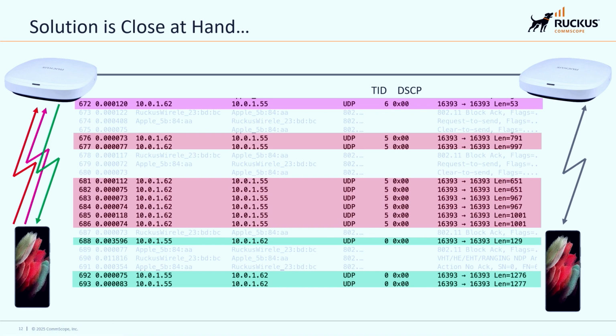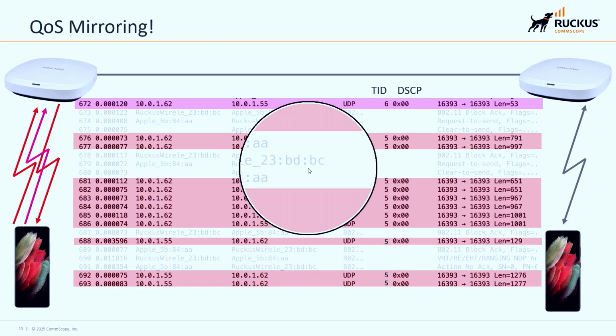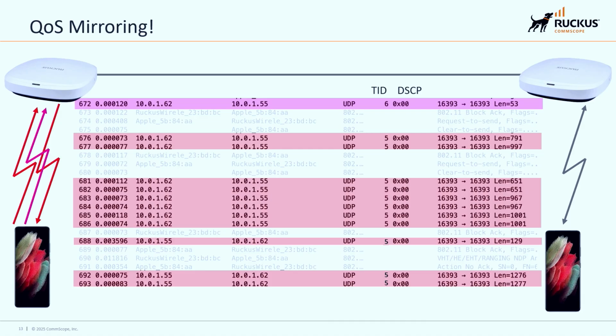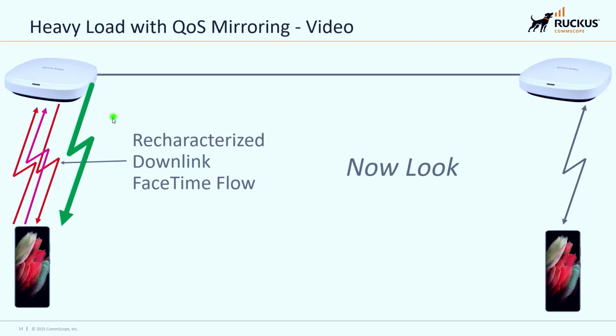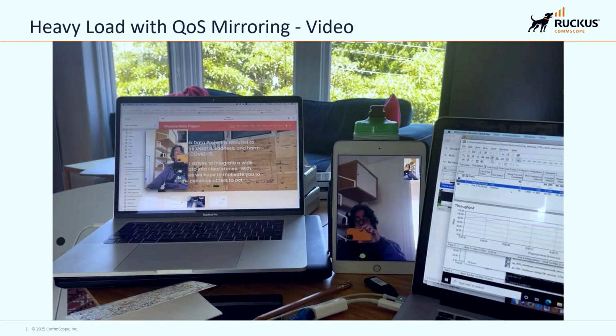Yes, let's do that. That is, the upstream is marked with video as 5. Let's put this packet in the video queue, okay, with TID 5, right? If we do that, now we have the bulk traffic in the BK queue, and the downstream flow is in the high priority queue. Let's look at the result.